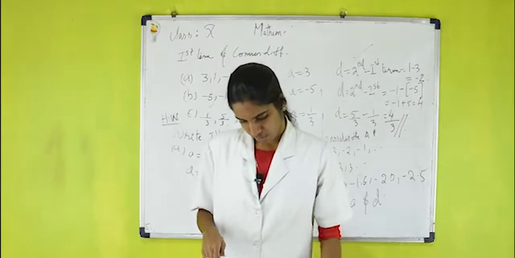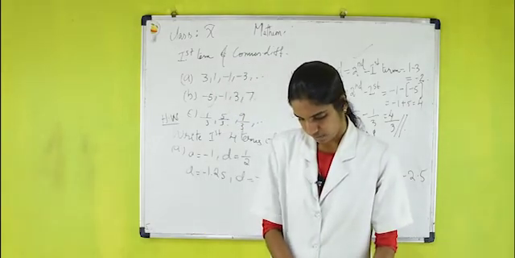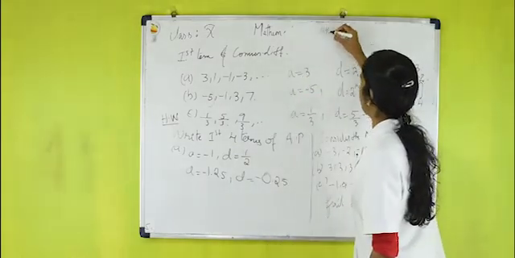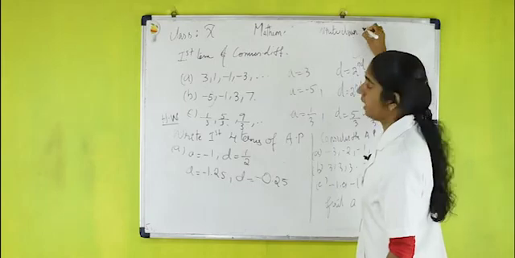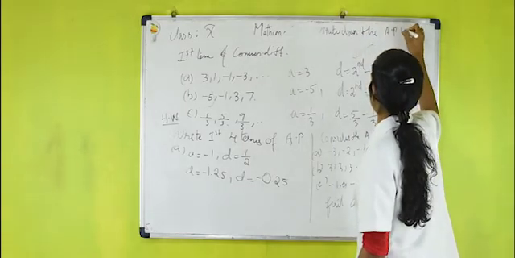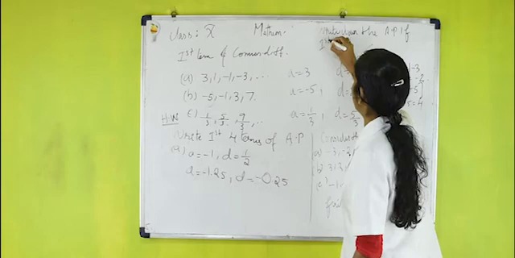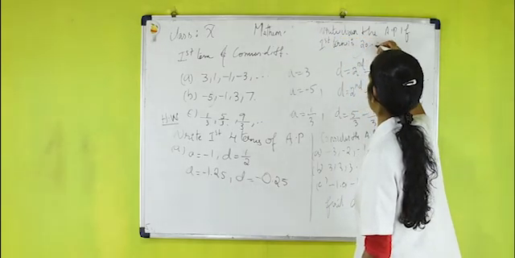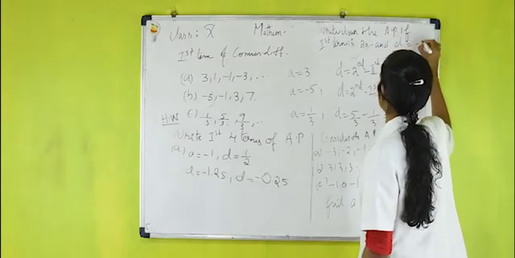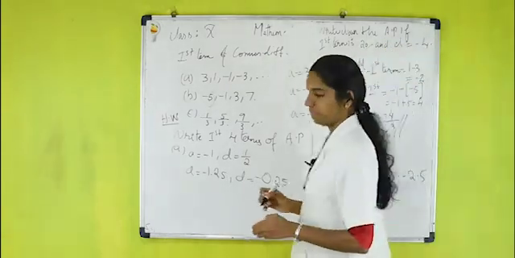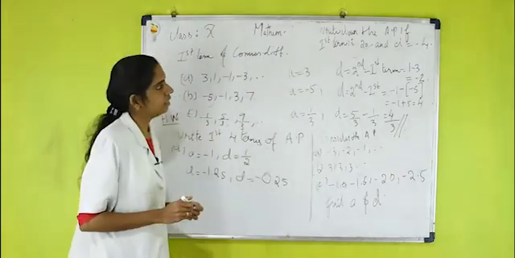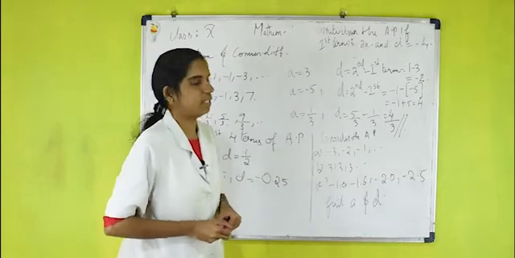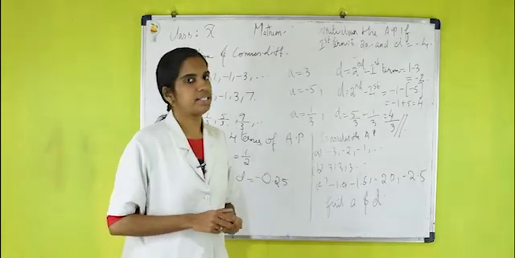And please write down one more homework question. Write down the AP if the first term is 20 and D is minus 4. Write down the AP if the first term is 20 and the common difference is minus 4.